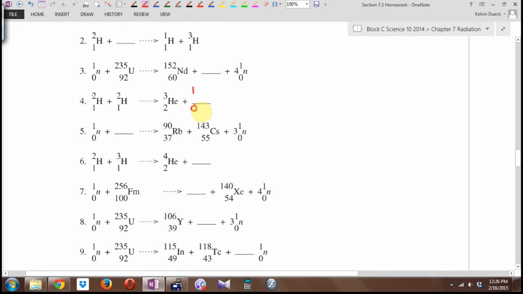What has a mass of 1 and a charge of 0? It's got to be a neutron. That's what, apparently, this particular reaction does: hydrogen is combining into helium, and it also spits out an extra neutron when that happens. Okay?